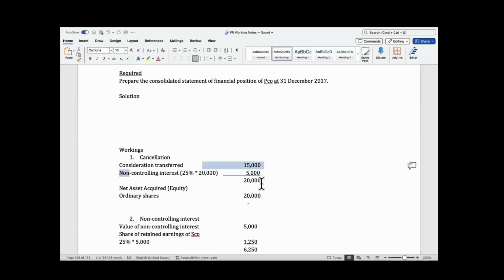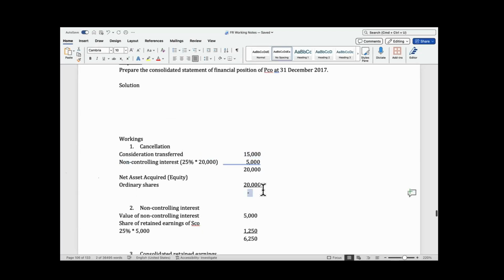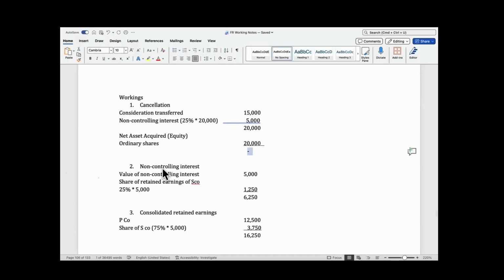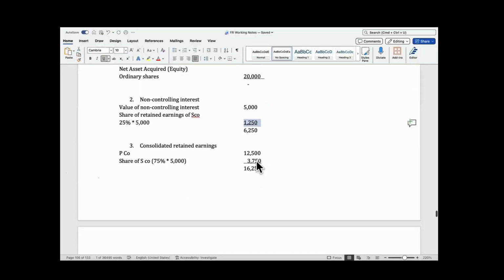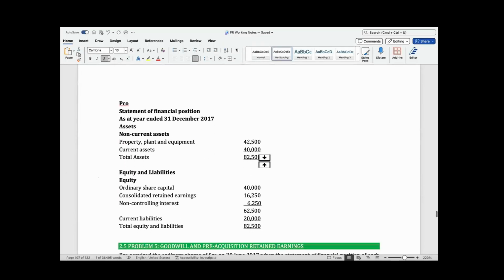And that's how we continue to do it. So you get used to it. So this is 0. Then, since NCI is not cancelled, it is 5,000 from what I've gotten here. I can simply pick the value here. Then he shares in the retained earnings of the subsidiary. Then we get the balance. That's all I've done. Then I consolidate.